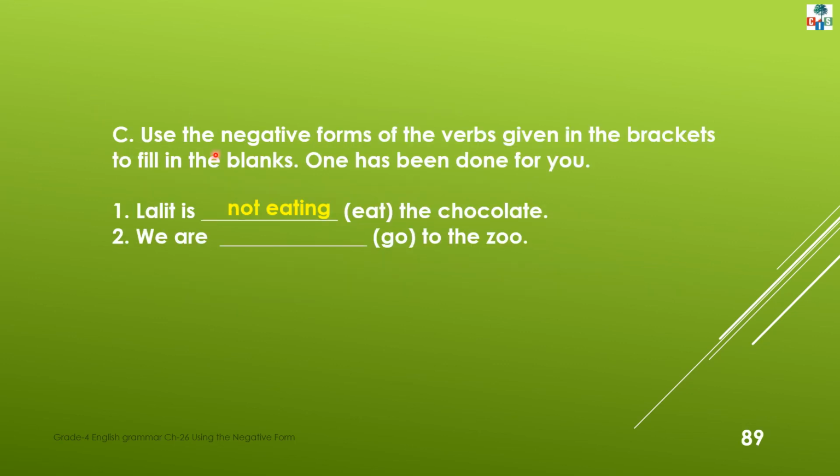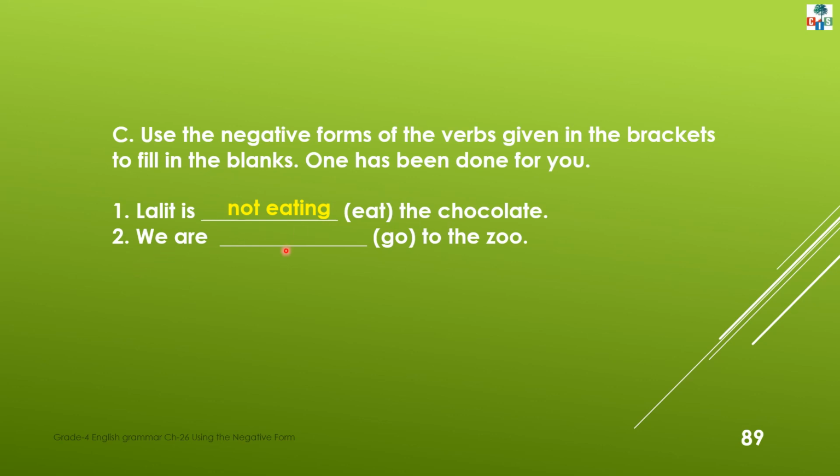Exercise C. Use the negative forms of the verbs given in the brackets to fill in the blanks. One has been done for you. Number 1. Lalit is dash the chocolate. Now here the helping verb is is and the verb is eat. So we will use not after the helping verb, and with the verb eat we will use ing. Lalit is not eating the chocolate.